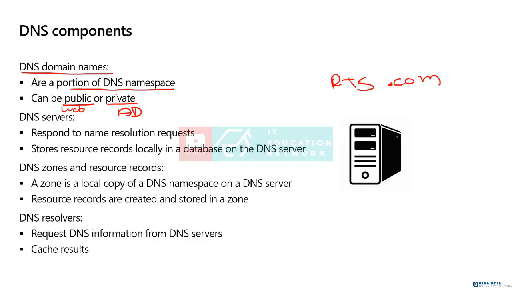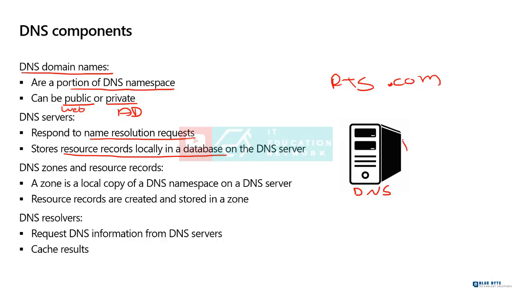I have my DNS server. The DNS server is going to be used to respond to all name resolution requests. So anytime a client needs to resolve a name, that request just gets passed up to my DNS server, and it stores these resource records locally in a database. So technically my DNS server here is a database server, and it's going to store all my records.